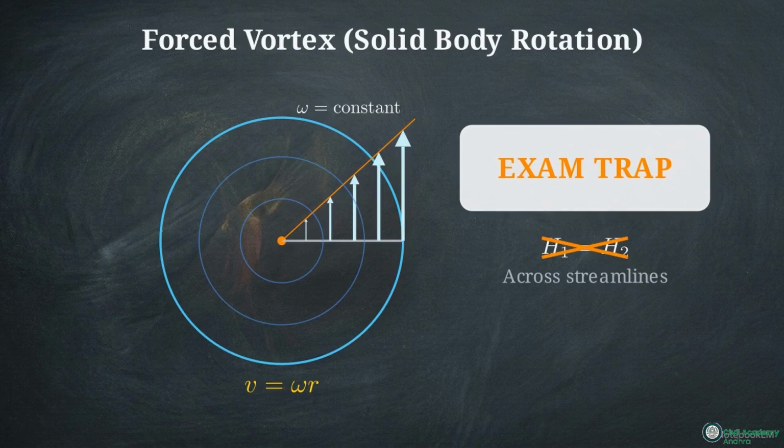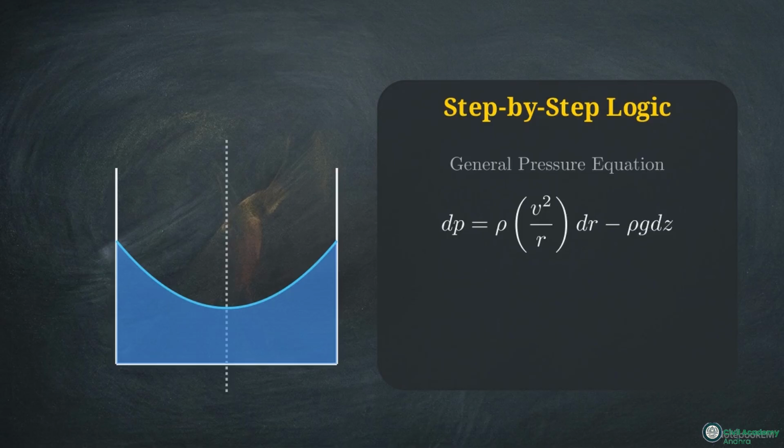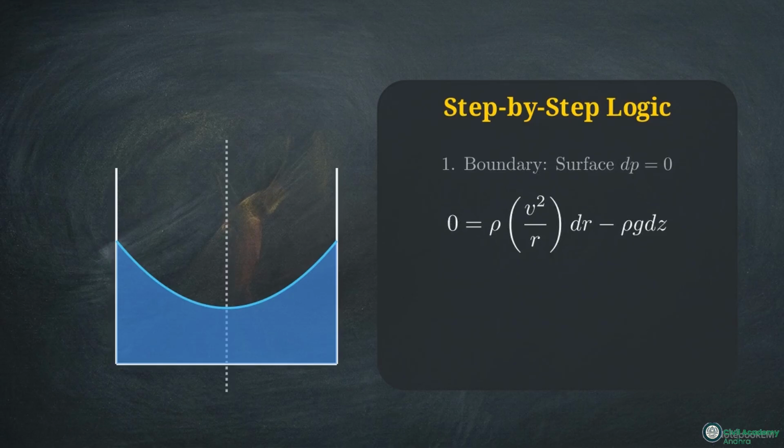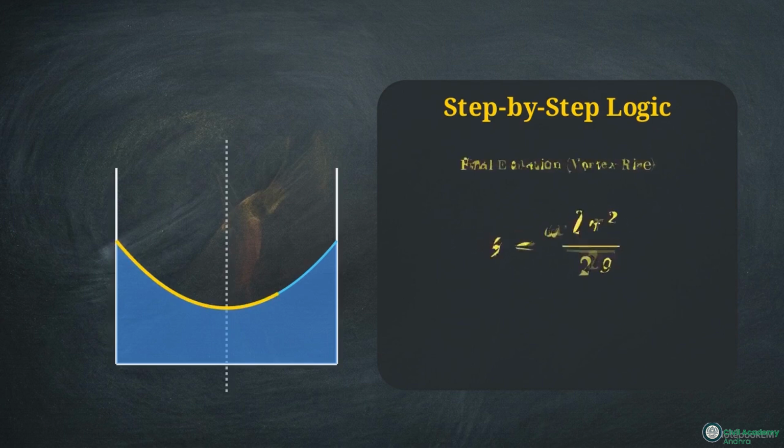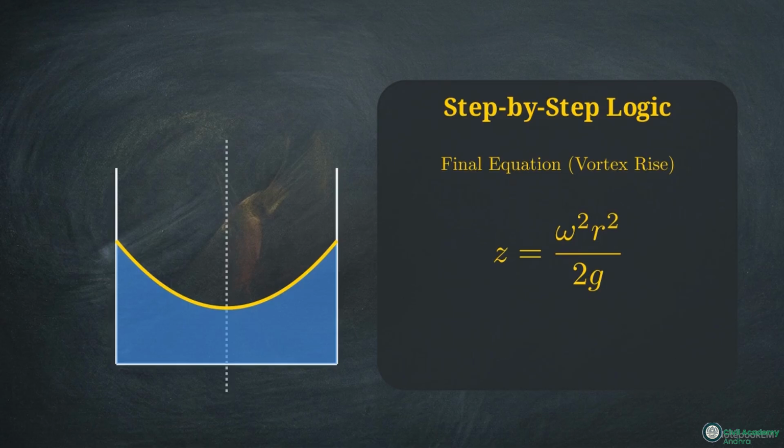Because an external mechanism is actively adding energy to the fluid, Bernoulli's equation is strictly invalid across streamlines. The total energy varies depending on which streamline you analyze. We can see how this continuous energy shapes the geometry by deriving the equation of the free surface, shown in this step-by-step logic panel. We start by setting the boundary condition at the free surface, where the pressure equals the constant atmosphere. When we substitute our forced vortex velocity, omega times r, into the general pressure equation and integrate it, the math resolves cleanly. We get z equals omega squared r squared over 2g.